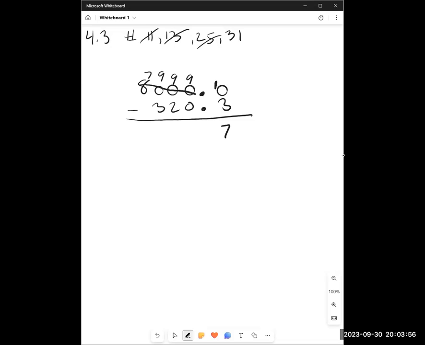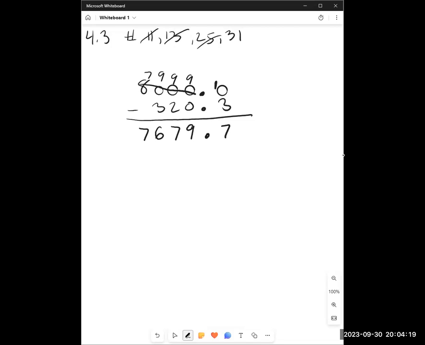10 minus 3 is 7. 9 minus 0 is 9. 9 minus 2 is 7. 9 minus 3 is 6. 7 minus 0 is 7. So we found the exact difference of 7,679 and 7/10. And now they want us to estimate by rounding each of the given numbers to the nearest 100.